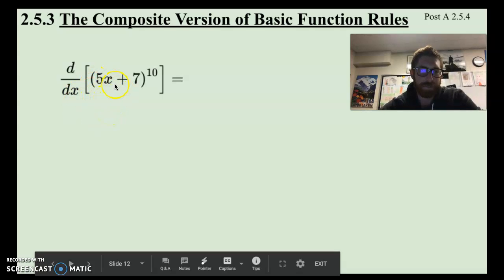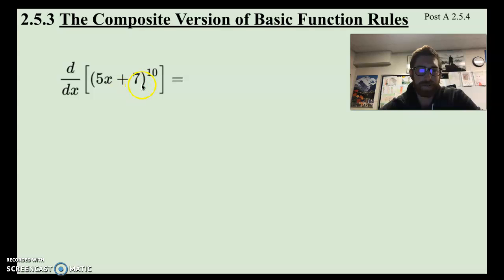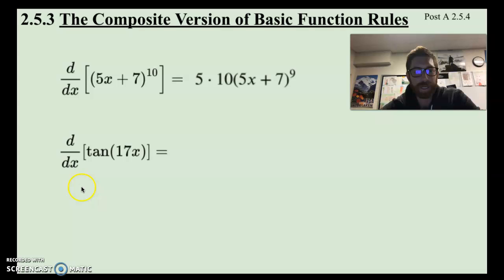The inner function is going to be 5x plus 7. The outer function is going to be x to the 10th. So if I find the derivative of this, it's going to be the derivative of the inside, which is 5, times the derivative of the outside, 10 times 5x plus 7 to the 9th. I probably didn't say that right. Mr. Perron's probably going to yell at me. 5 times 10 times the quantity 5x plus 7 to the 9th. And then if you wanted to, you could simplify this to be a 50. You don't have to.